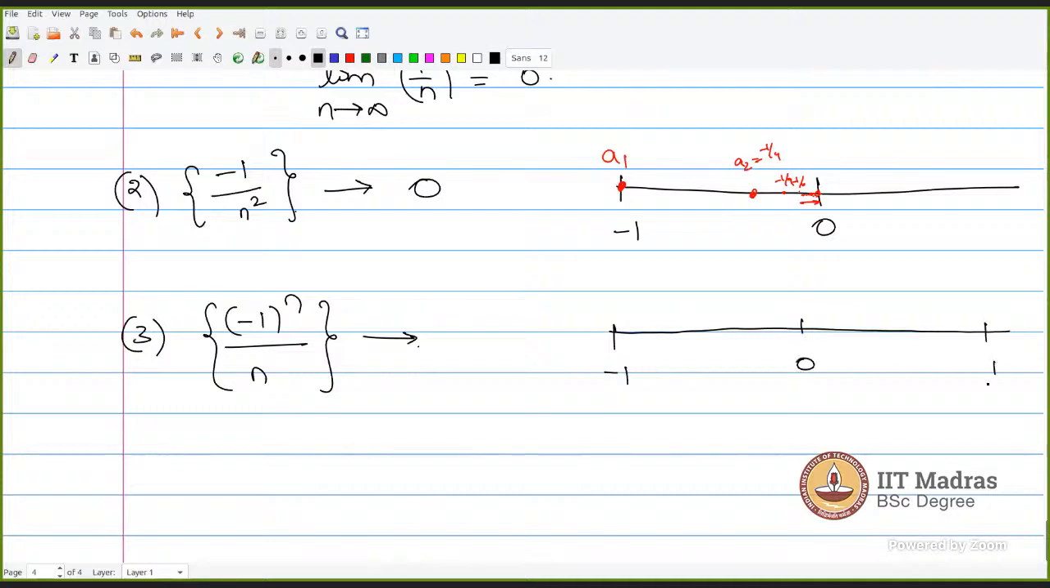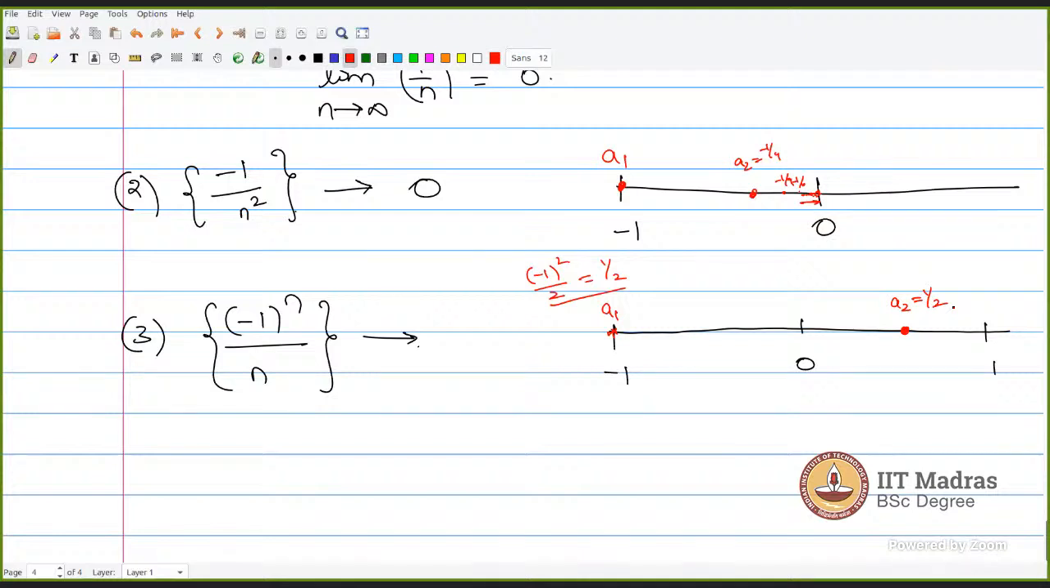Right. So if you see here, when I substitute n equals 1, I will get minus 1. So this is my first term. What is my second term in my sequence? Substitute n equals 2: minus 1 to the power 2 by 2, which is 1 by 2. So where will my 1 by 2 be? On the right side of 0, somewhere here.